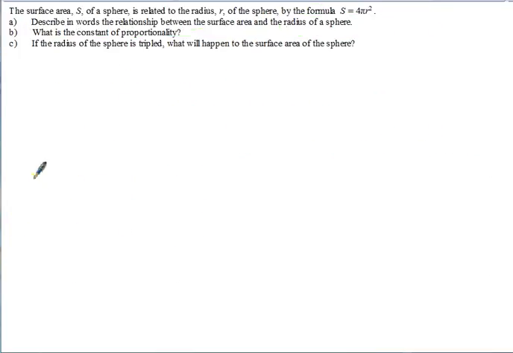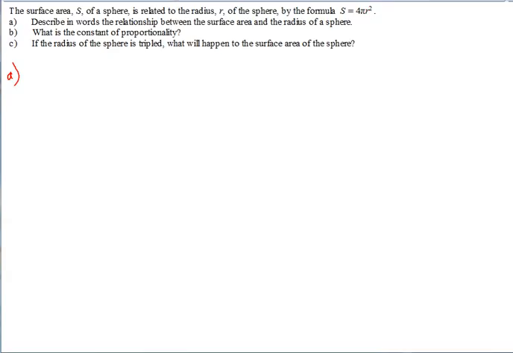Let's take a look at the next one here. It says the surface area S of a sphere is related to the radius R of the sphere by the formula S equals 4 pi R squared. That's the surface area formula for a sphere, where R is the radius and S is the surface area. For part A, it says describe in words the relationship between the surface area and the radius of the sphere. Are they directly proportional, inversely proportional? You can see there's no fraction there, it's multiplied by 4 pi.